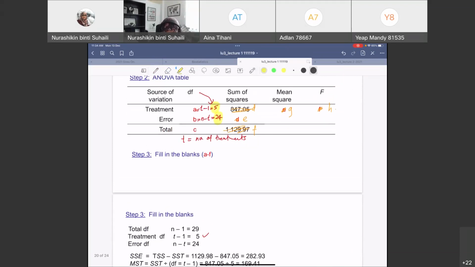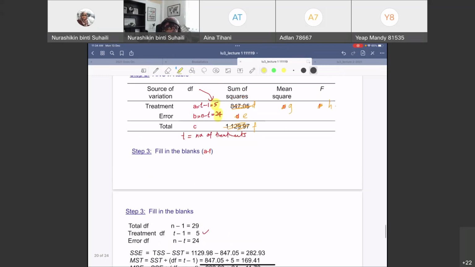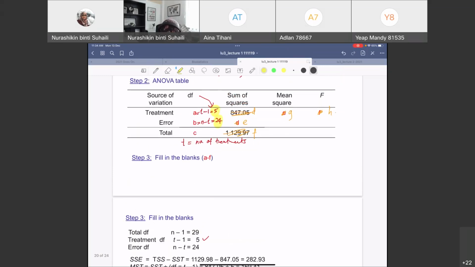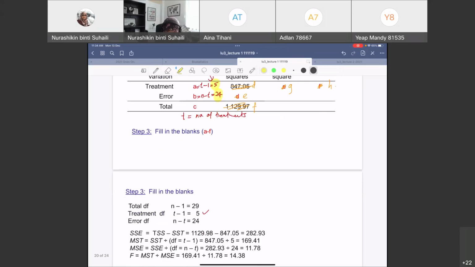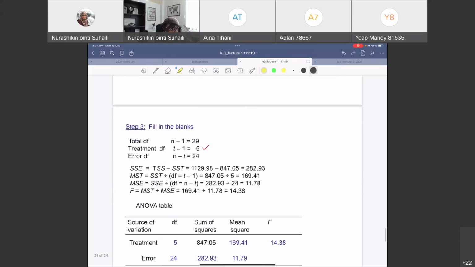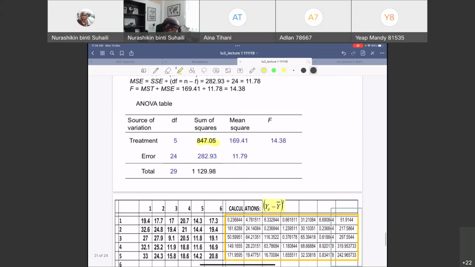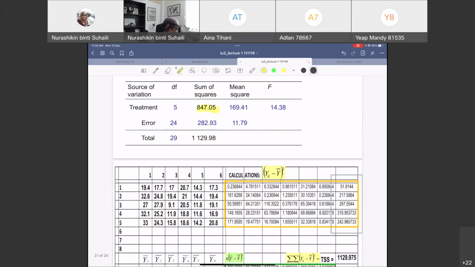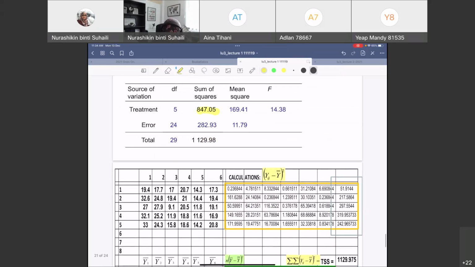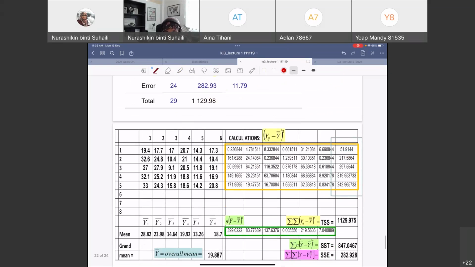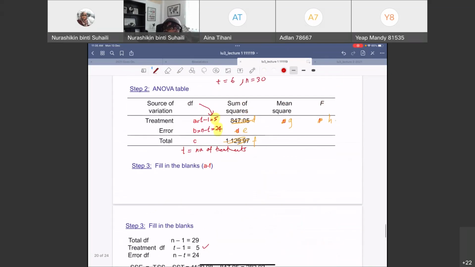Okay, and then what you have to solve? Sum of squares of the treatment. I don't know why in this example this one is given, but normally you have to solve everything actually. Okay, so how do you want to solve for SST? This is actually SST, and this is SSE.